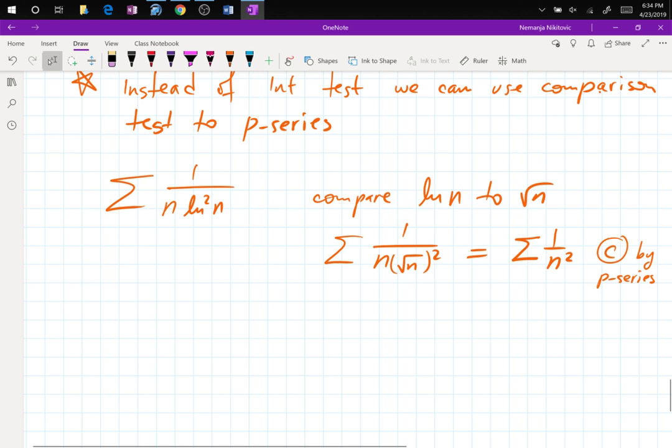Does this series reappear in Calculus 3, or is this like discrete math, or where does this come up again? The series?